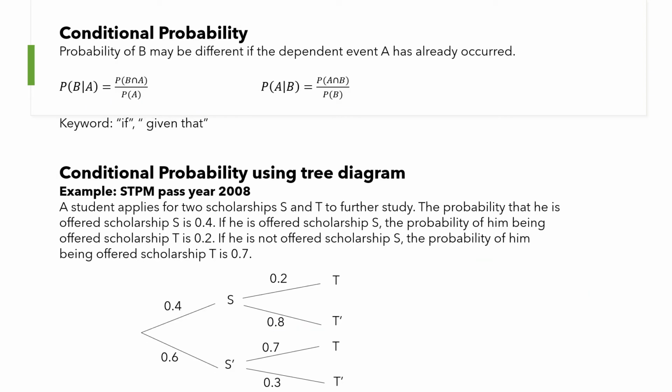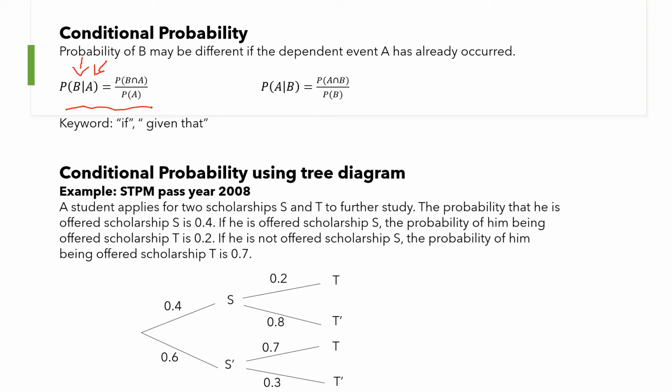Conditional probability. The probability of B may be different if the dependent event A has already occurred. So here is the formula of conditional probability. The things that have already happened you put behind, and the things that you want to find you put in front.